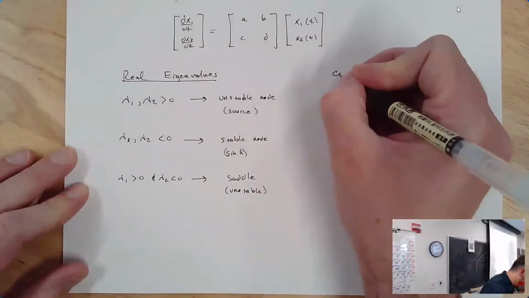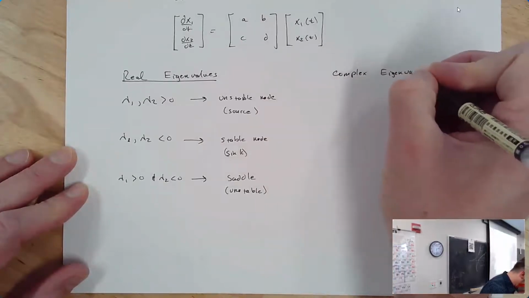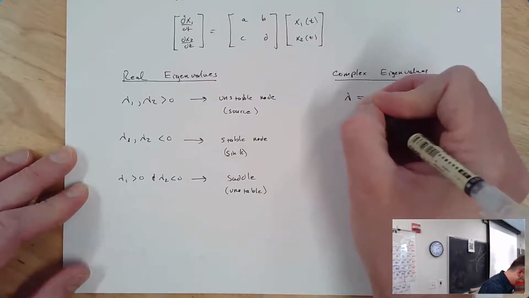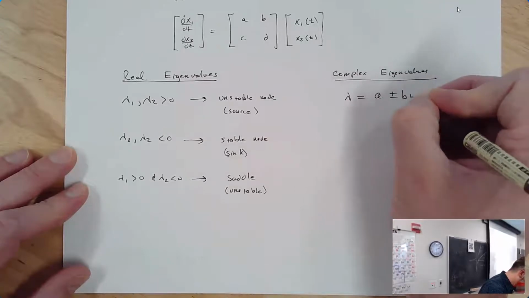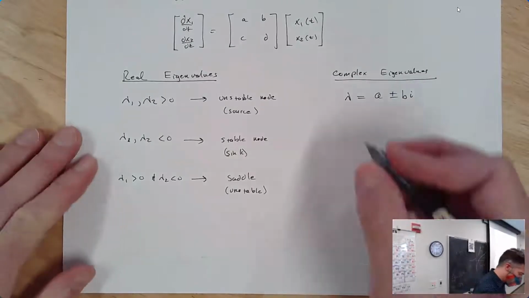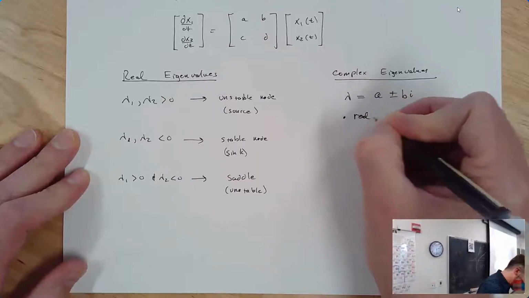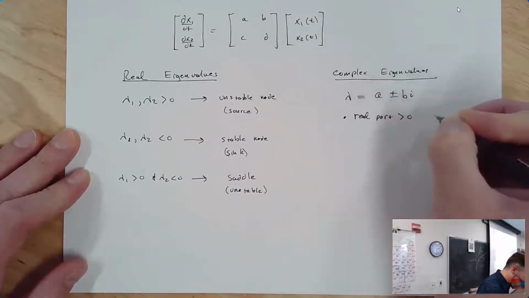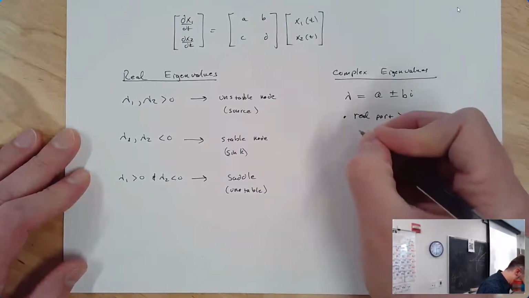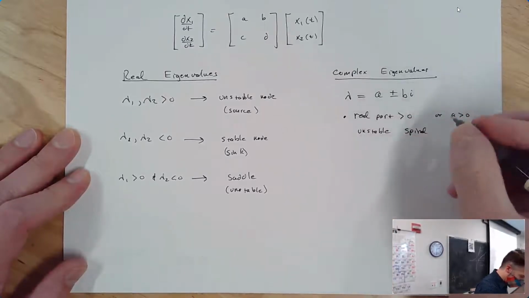And you can also have complex eigenvalues. Lambda equal to A plus or minus B times i, again, where A is the real part and B is the imaginary part. So there's three things that can happen here. If the real part is greater than 0, meaning if A is greater than 0, we have an unstable spiral, also known as an outward spiral.